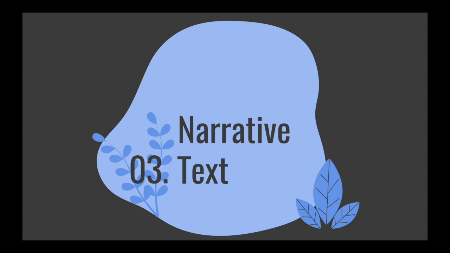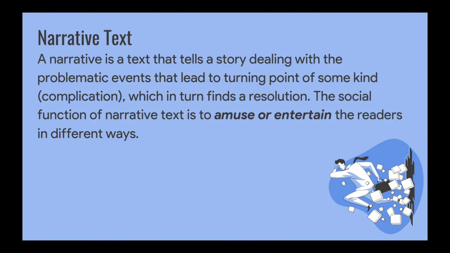Okay, and then moving on, we talk about narrative text. Narrative text tells a story dealing with problematic events that lead to a turning point of some kind. So there's a complication, which in turn finds a resolution. The social function of narrative text is to amuse or entertain the readers in different ways.